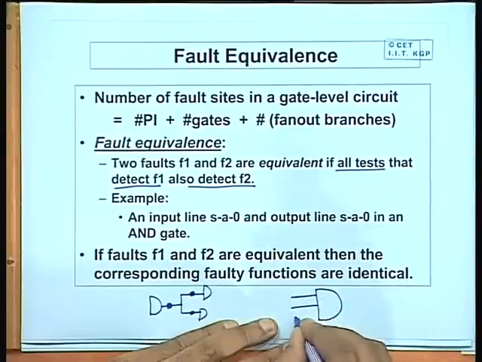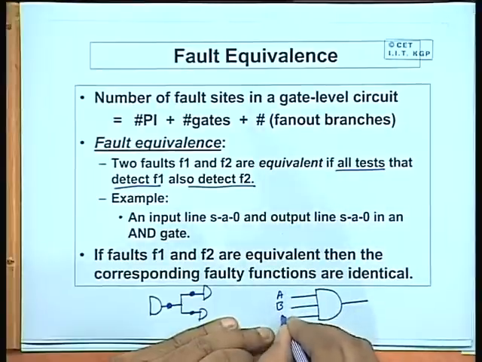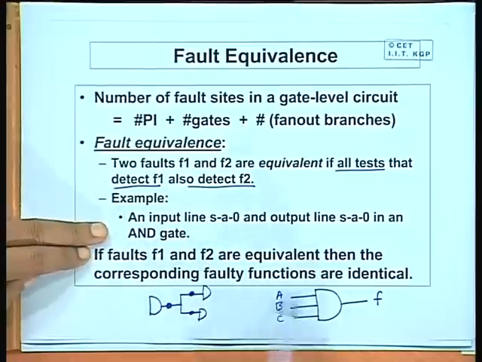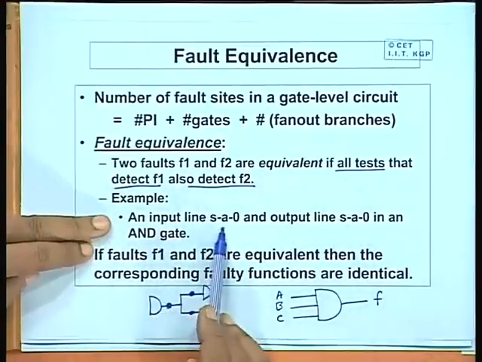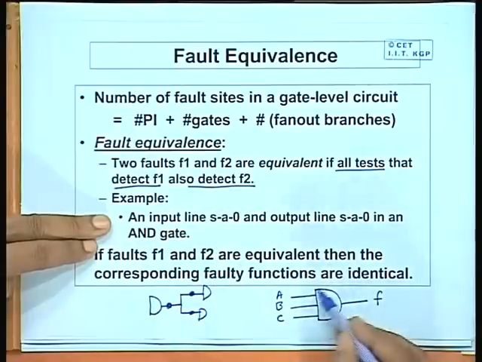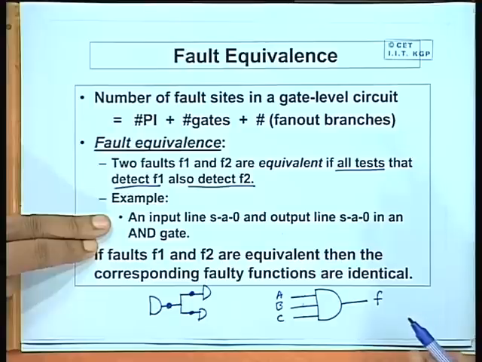Let's take a 3 input AND gate. The inputs are A, B, C and the output is F. This statement says that the input line stuck at 0 and the output line stuck at 0 are equivalent. Why? Because if any of these input lines are stuck at 0, the output will obviously be 0. Similarly, if the output is stuck at 0, then also the output will be 0.